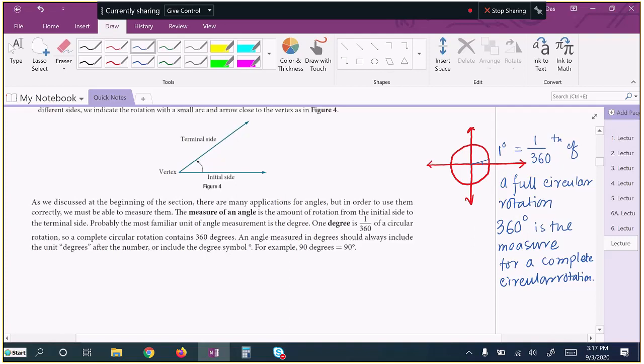As a matter of fact, we will learn that if we do two complete circular rotations, then the degree measure of that is going to be given by 720 degrees. So the domain of the circular measurement or the angular measurement is negative infinity to infinity. It can be a positive angle, it can be a negative angle, and it can be any real number value that we can associate with the angular measurements.